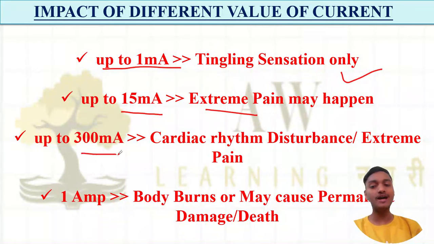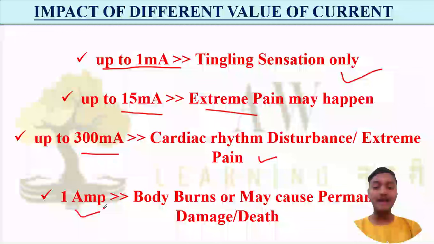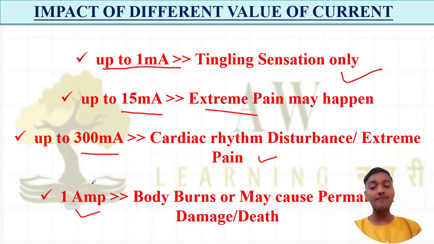Then up to 0.3 ampere, cardiac rhythm disturbance may happen or you will feel extreme pain. And if the current level is up to 1 ampere, then your body may burn and may cause permanent damage or death. So 1 ampere of current is enough to burn your body and may cause death. This should not happen to anybody. But these are the conditions, the impact of different current values on the human body.